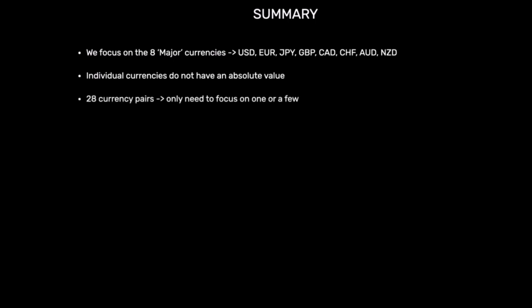So, just to quickly summarise the key points we have covered in this lesson, we focus on the 8 major currencies: the US dollar, the euro, the Japanese yen, the Great British pound, the Canadian dollar, the Swiss franc, the Australian dollar, and the New Zealand dollar. Individual currencies don't have an absolute value, however, so this is why they are quoted against each other, and we put them in pairs. So we pair these 8 currencies into every combination possible, which makes 28 tradable currency pairs.